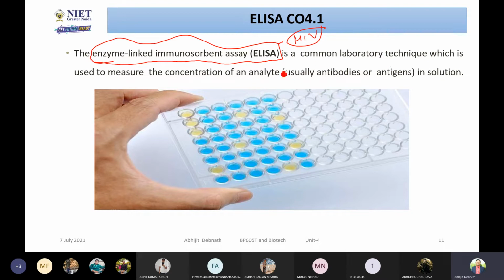It's a common laboratory technique used to measure the concentration of an analyte in a solution, usually antibodies and antigens. If any antigen or antibody is present, then you can analyze their concentration and other things. You can see some color is forming. Color forming means it is positive in most cases.